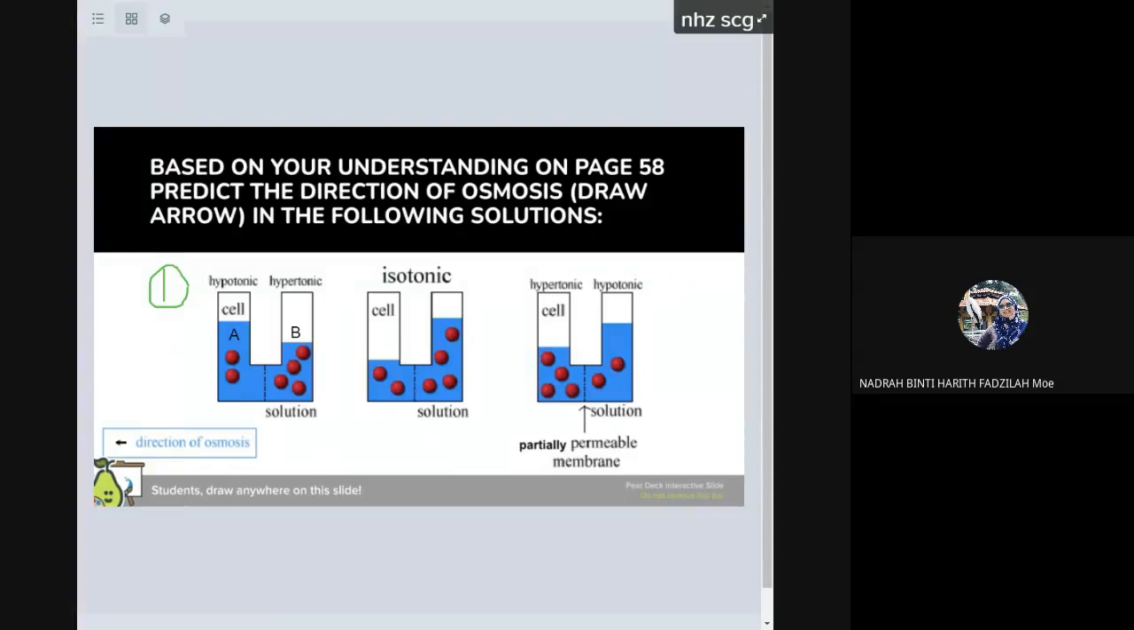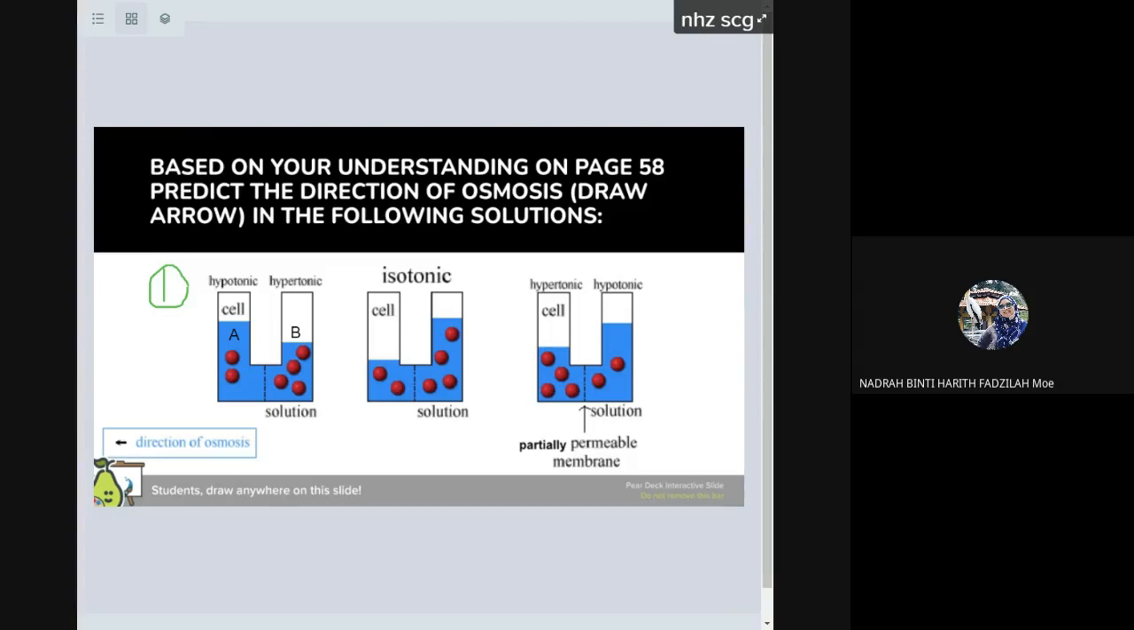Dalam osmosis, kita dah tak tengok dah solute concentration. Kenapa? Sebab walaupun solute concentration berbeza, solute tidak boleh berpindah ke mana-mana. Yang boleh diffuse atau berpindah from one solution to another is water.